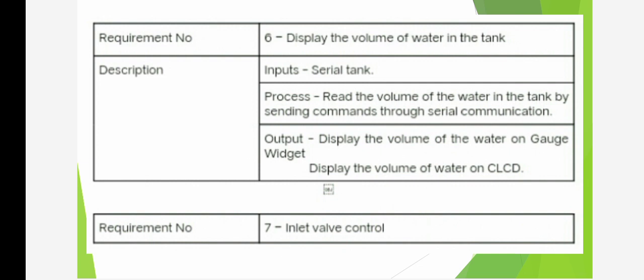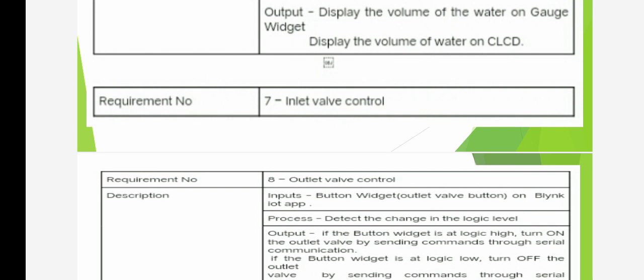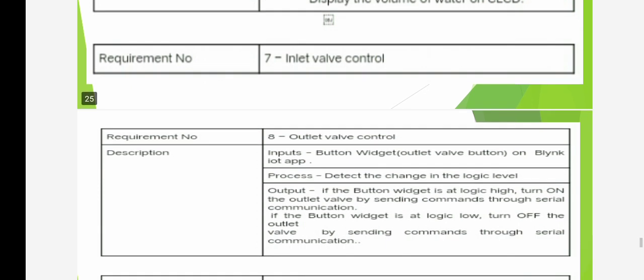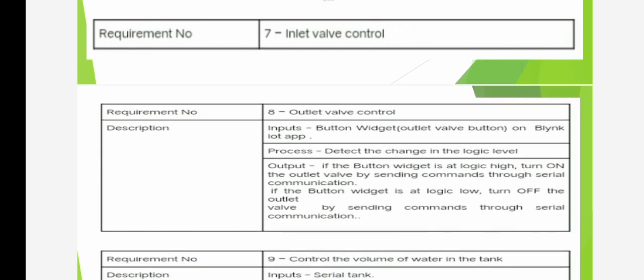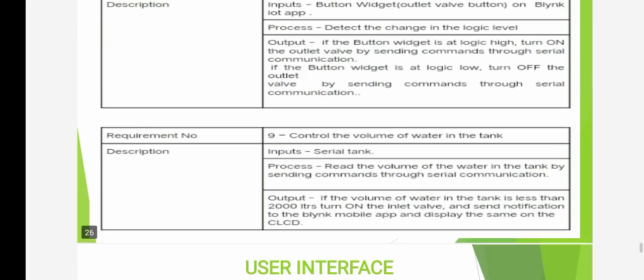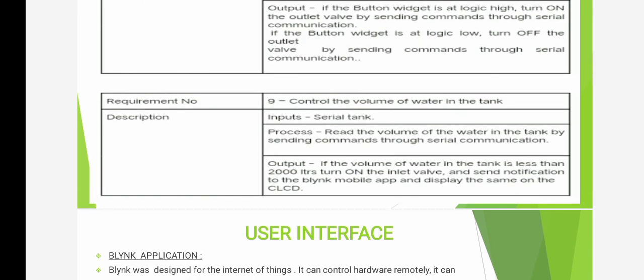Requirements are display the volume of water in the tank, inlet valve control, outlet valve control. Inputs are the button widget on the Blynk IoT app. Process: detect the change in the logic level. Output: if the button widget is at logic high, turn on the outlet valve by sending commands through serial communication. If the button widget is at logic low, turn off the outlet valve by sending commands through serial communication. Requirements are control the volume of water in the tank.